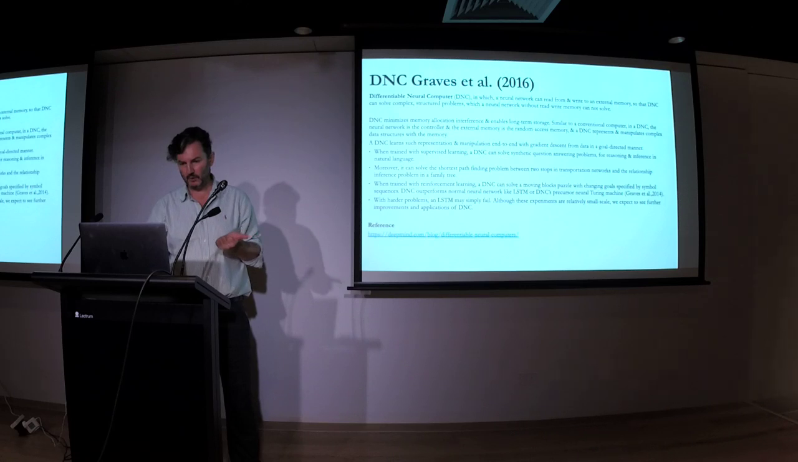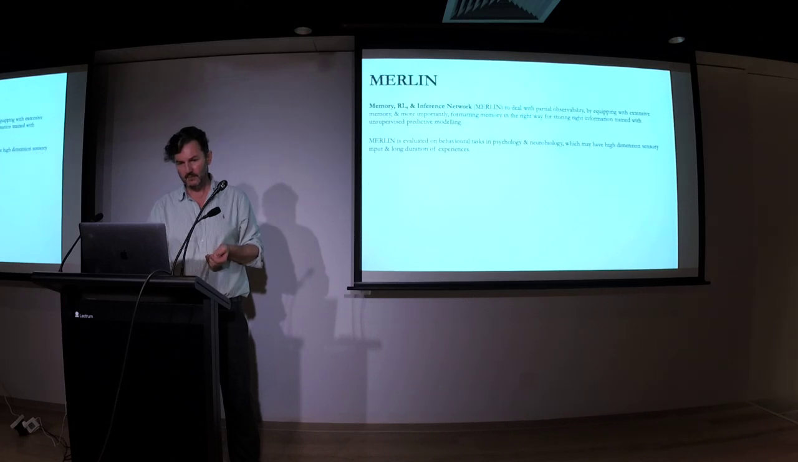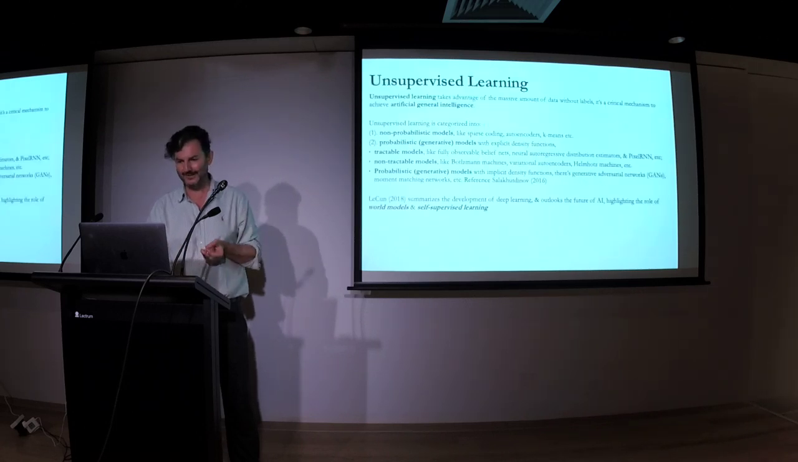DNC was quite an important thing, and I'll just read really quickly. It's a neural network that can read and write from external memory, so that the DNC can solve structured problems which a neural network without read and write could not solve. I think that was quite sensible, that piece of work when that came through. Merlin, I don't really know too much about, hence there's not very much on the slide.